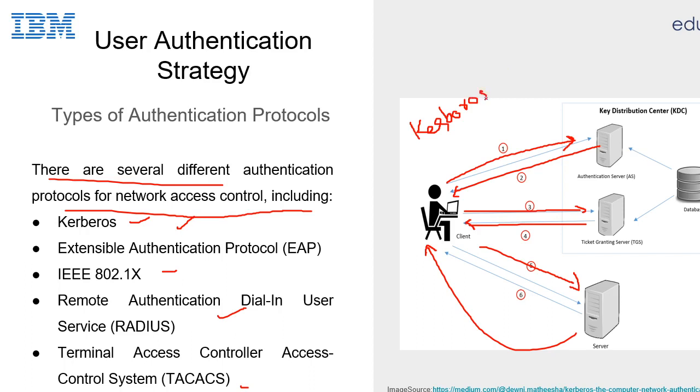So in network access control, these are the types of authentication protocols used to access network resources or to get access control of network devices. So these are the types of protocols used.